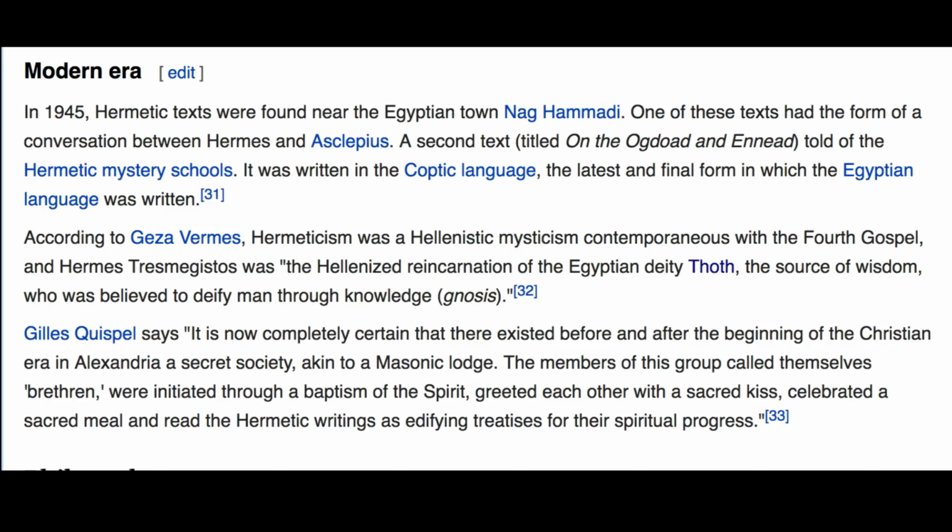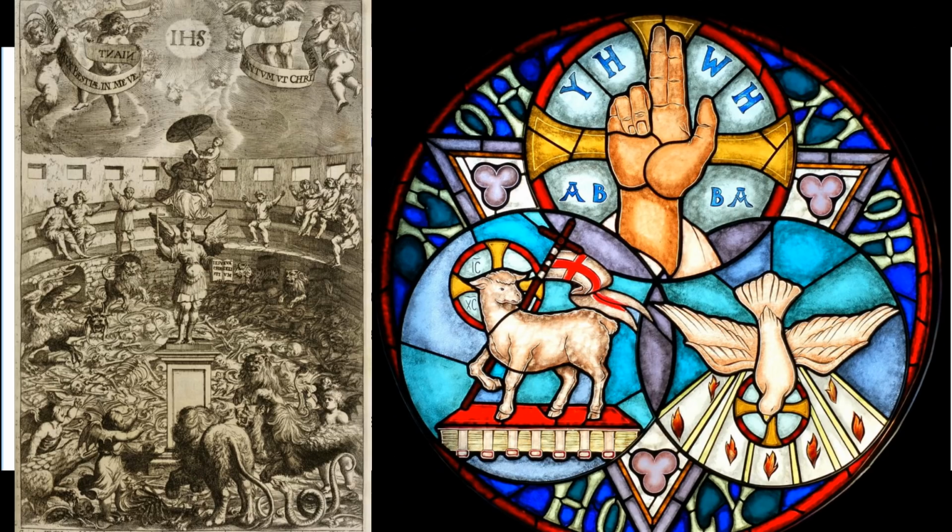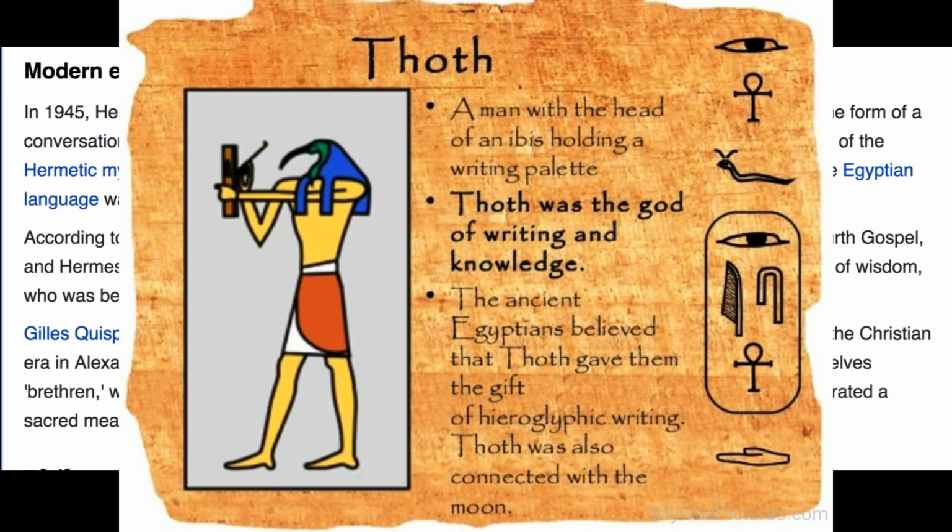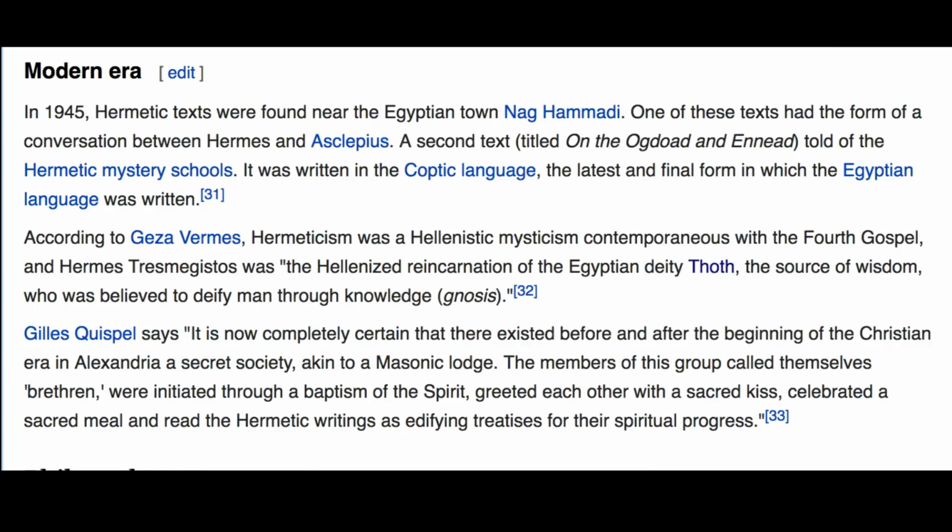But before I do that, I would like to remind you, it says here, according to Gnosis of Hermetism, or the knowledge that Hermes taught, that was the same as Thoth's, was a Hellenistic mysticism contemporaneous with the fourth gospel, and Hermes Trismegistus was the Hellenized reincarnation of the Egyptian deity Thoth, the source of wisdom, who was believed to deify man through knowledge of gnosis or Gnosticism.